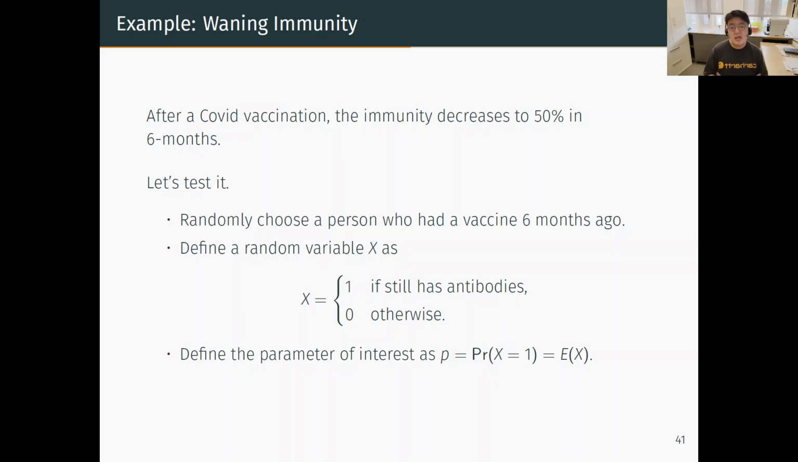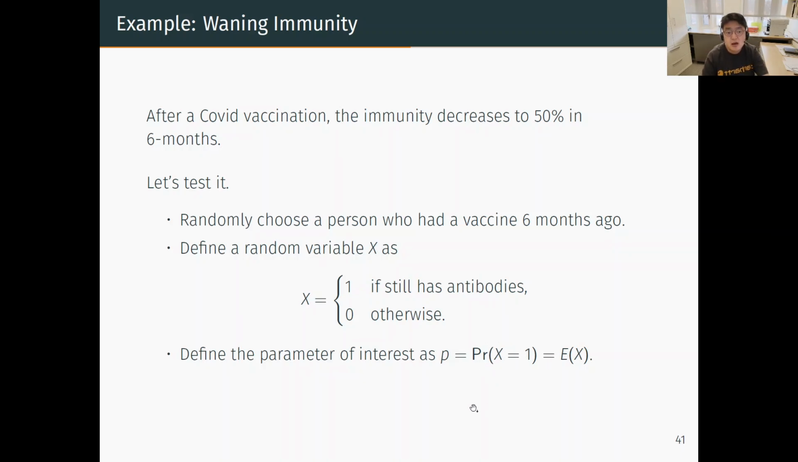So how many people remain immune, like have antibodies, 6 months after the COVID vaccine? What we are going to do is randomly choose a person who had the COVID vaccine 6 months ago, and we will define a binary random variable x, which takes 1 if the person still has antibodies and 0 otherwise. And we are interested in the parameter p, which is the probability of success, which means the probability that a person maintains antibodies 6 months after the COVID vaccine, right?